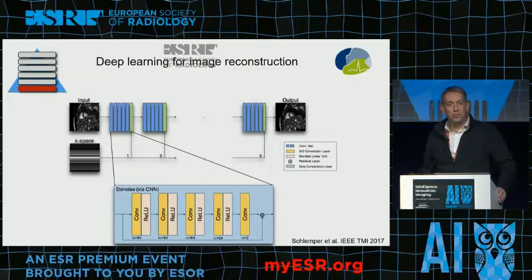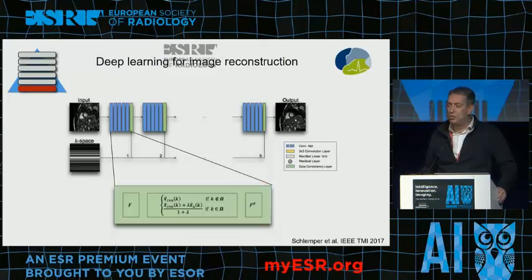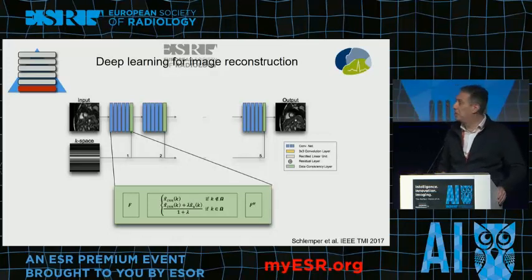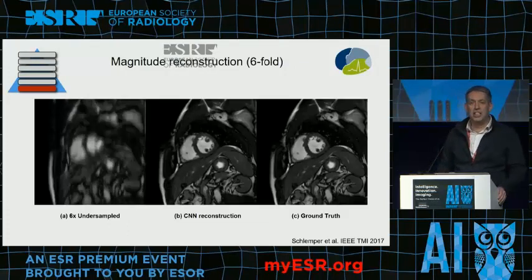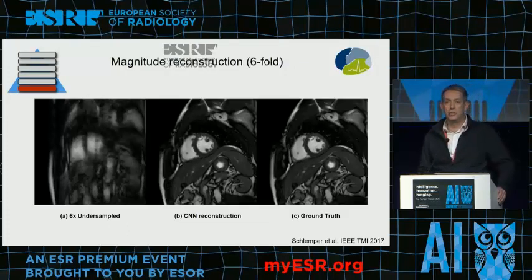And after we have done that, we go back to the k-space domain and we make sure that the data is still consistent with the measurements we have acquired. And then we can iterate forwards and backwards between these two. Now, if you do that, you can actually do things which are shown on this particular slide here.